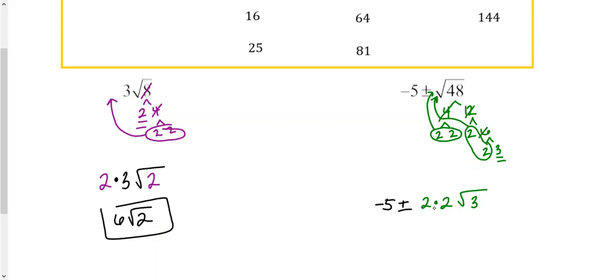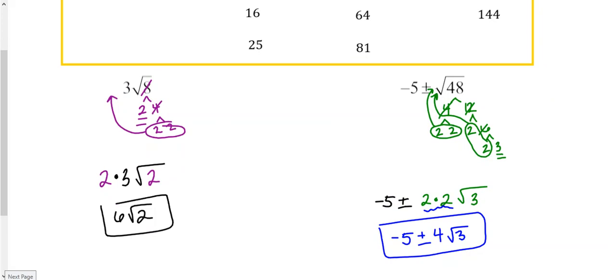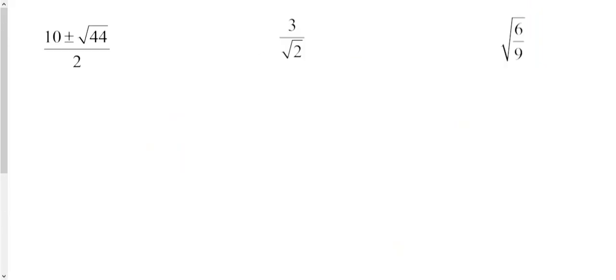Then if I were to simplify, I have 2 times 2, and that turns into 4. Still have the square root of 3, and then we just carry down the -5 plus or minus. And that would be our answer. All right, and we've got 3 more examples of things you will see in Algebra 2 with radicals.